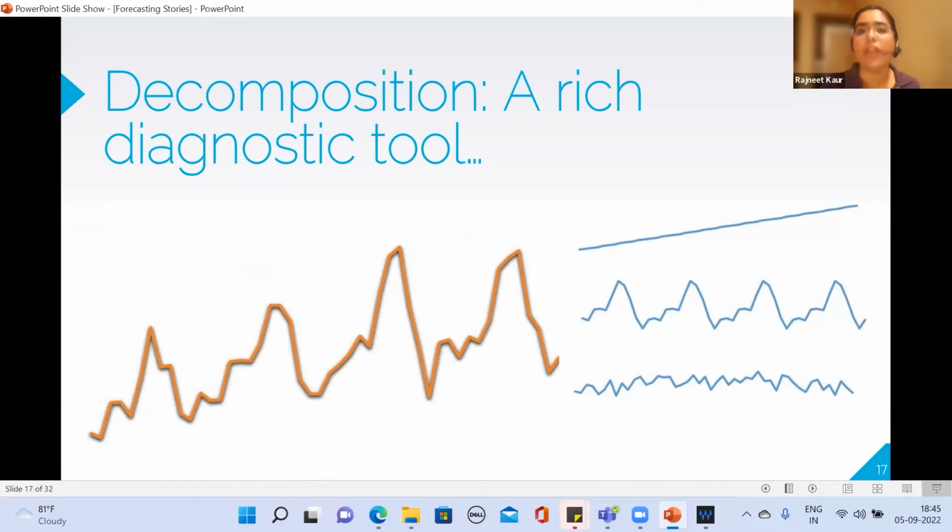It's a very rich diagnostic tool in which you break a time series into its components. What are the components? A trend, which is the best line of it, increasing, decreasing, linear, non-linear. It's the direction in which you are heading. Then there is seasonality, right? We said seasonality, for example, generally is 12 months. And within that 12 months, what does a typical seasonal period look like?